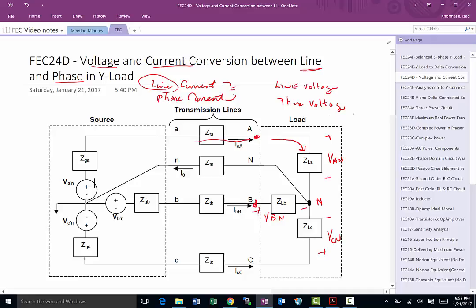Of course, if somebody gives me ZLA and a phase current, I can just multiply those two together and find VAN. That's pretty straightforward. Or if they give me the transmission voltage VAA and a current, I can find ZTA. So all the rules we've learned about KCL, KVL, and the fundamental relationship of Z, which is V over I, all apply here, so you can derive different quantities from each other.